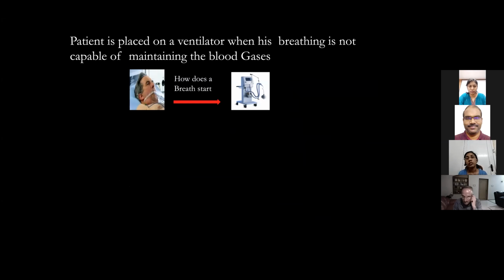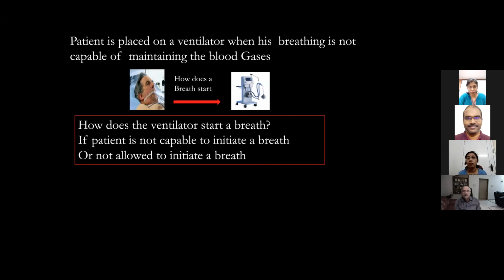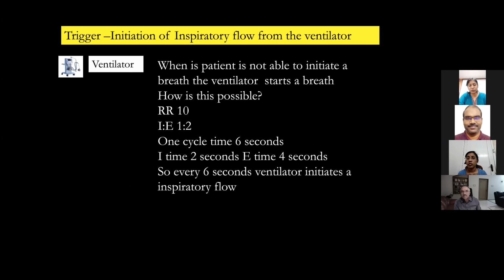We'll skip this slide. This is called the trigger variable. A patient is placed on a ventilator when his breathing is not capable of maintaining blood gases, isn't it? So how does he start a breath? How does the ventilator start a breath? If the patient is paralyzed, how does the ventilator know when to start a breath? So we set the respiratory rate. When you set a respiratory rate and IE ratio, say if I set a respiratory rate of 10, IE ratio of 1:2, how many breaths will you get? If I set a rate of 10, what is one cycle time?